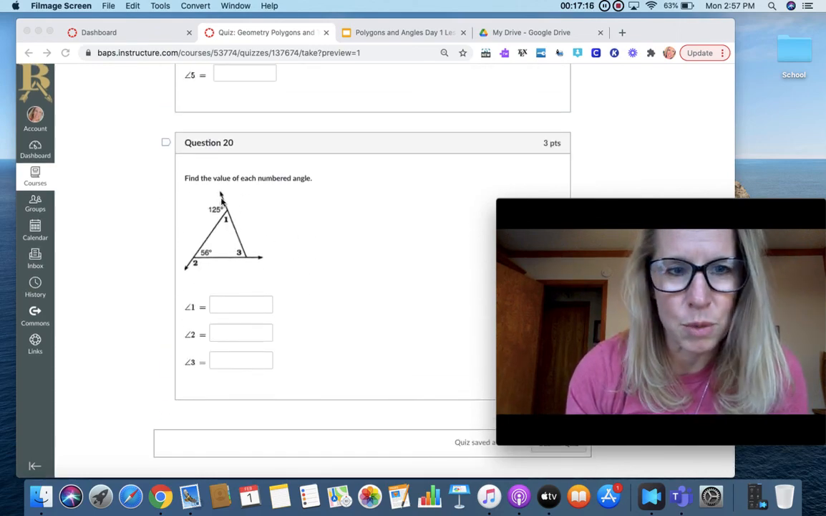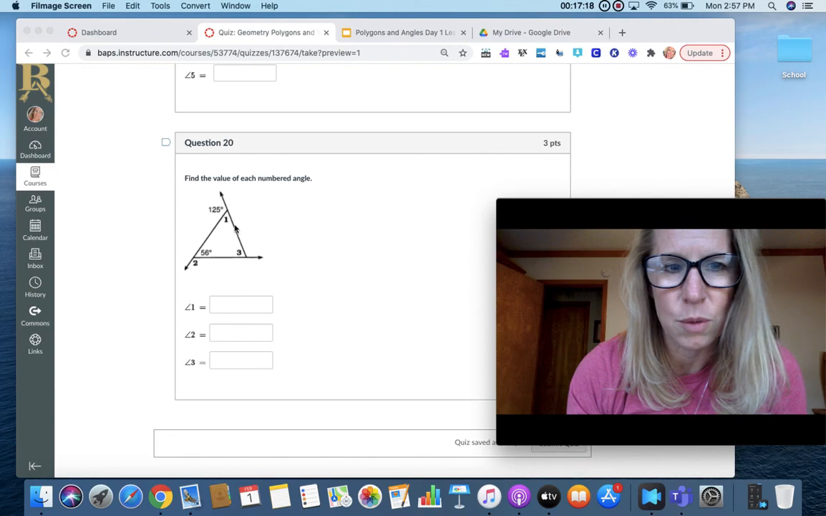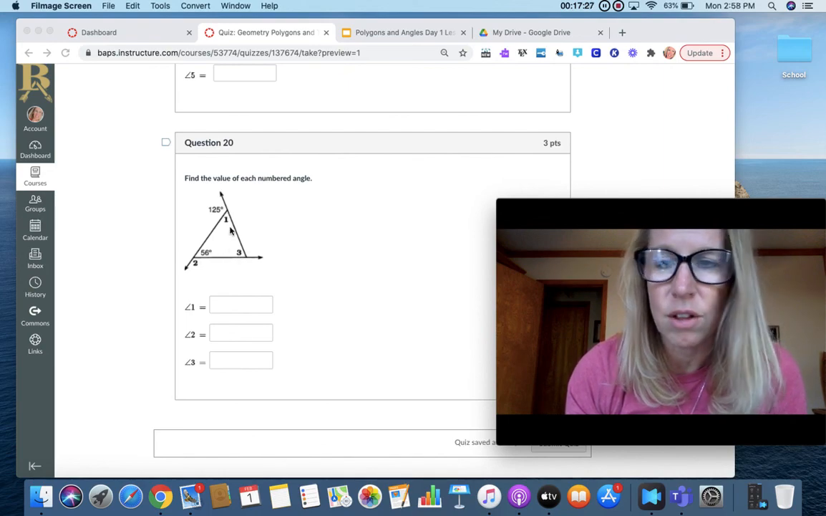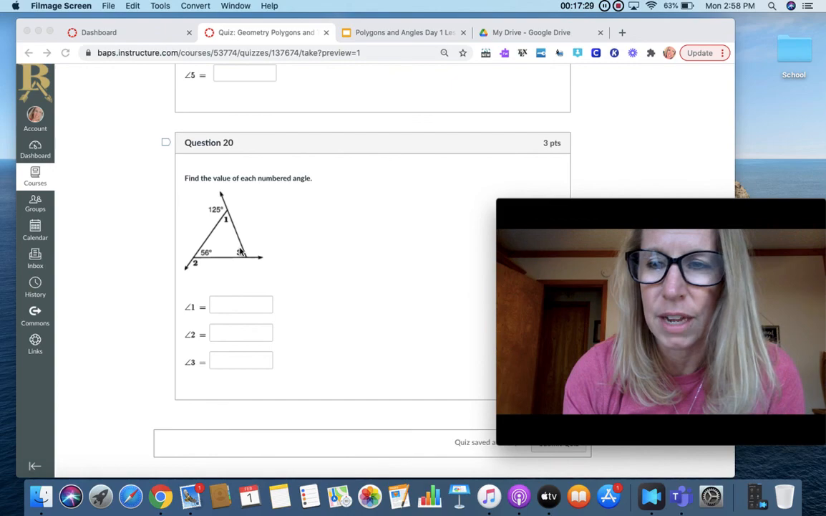And that will give you angle 5. And then same with number 20. These are a linear pair, so 180 minus 125. These are a linear pair, 180 minus 56. And then all the angles in a triangle add up to 180. You should be able to find angle 3.